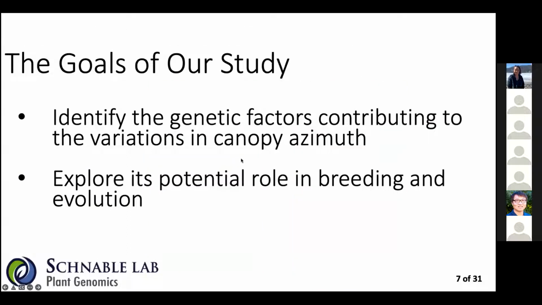So today, my talk will be divided into two major sections. The first one is to identify the genetic factors that contribute to this specific variation in canopy azimuth. And the second part is to explore its potential role in breeding and evolution, if we have enough time left.